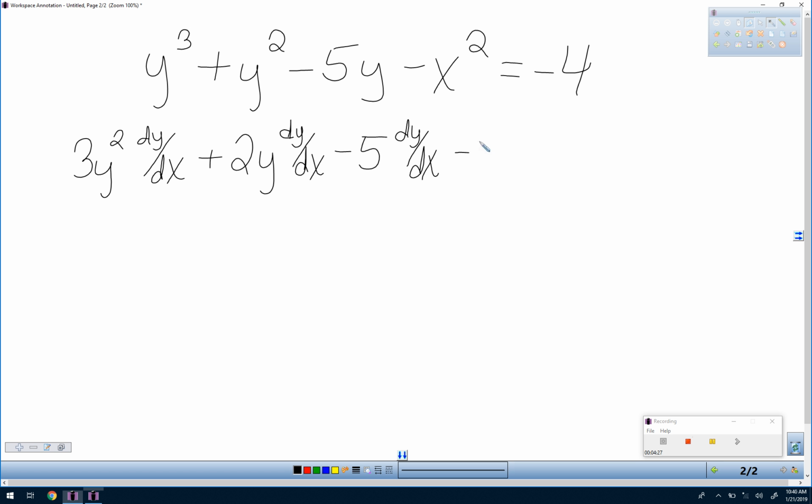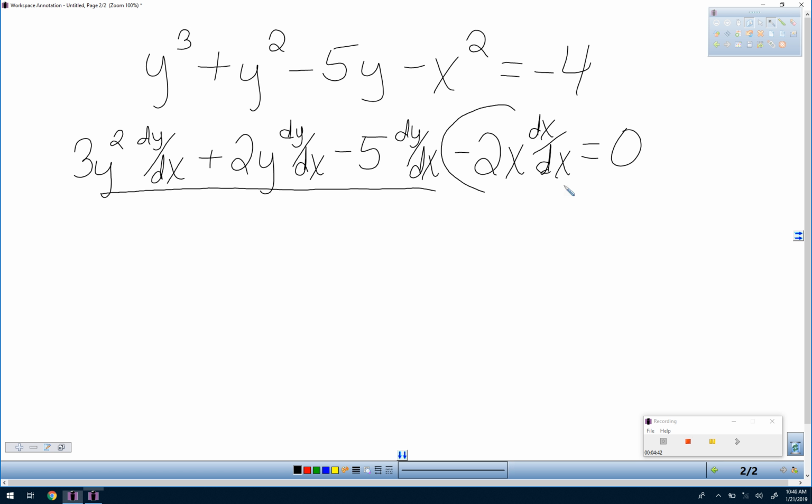The derivative of negative x squared would be negative 2x, and you took the derivative of x with respect to x. The derivative of any constant is 0. Now, here's my suggestion to you. Once you get that done, keep all the dy/dx terms on one side and move the non-dy/dx term over to the other side, and keep in mind dx over dx is the same thing as 1, so it's just 1 times negative x, that's negative 2.